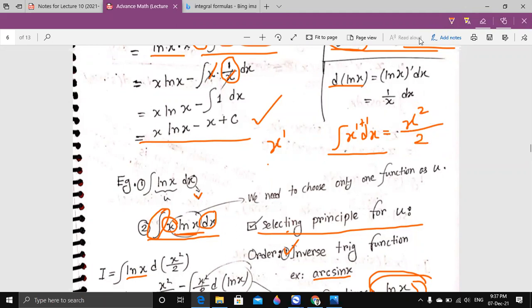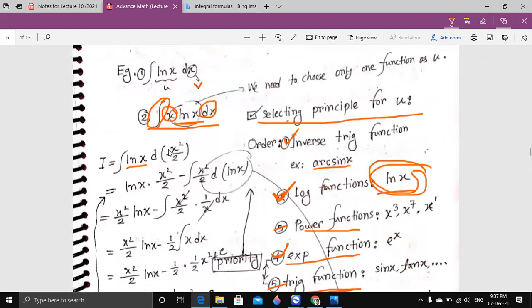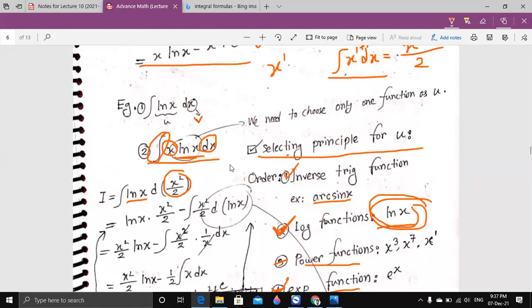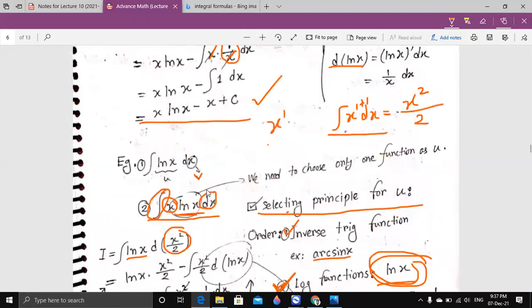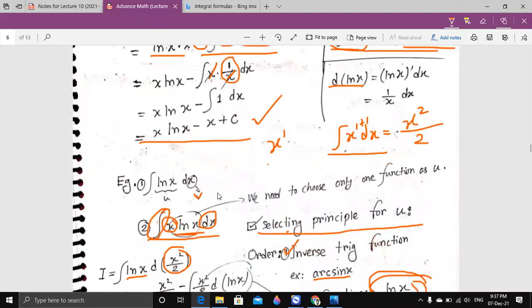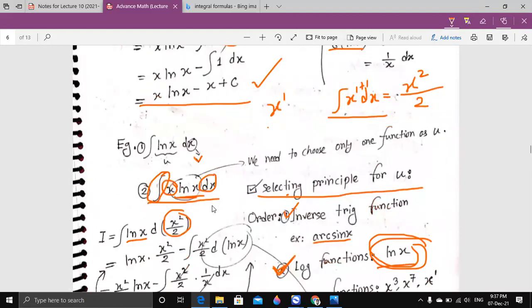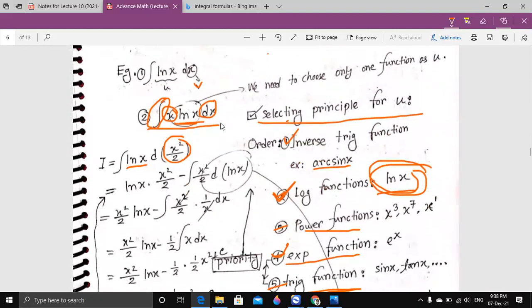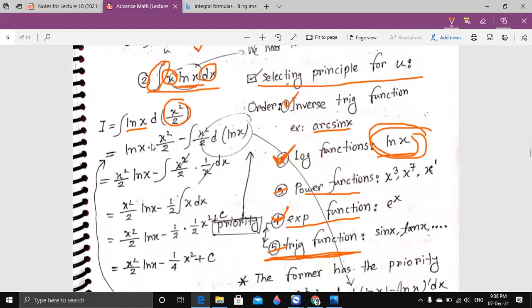Okay, guys. So that's why we write down here x square by 2. And if I want the integral of x dx, it is x square by 2. And the second line, so it makes a formula.